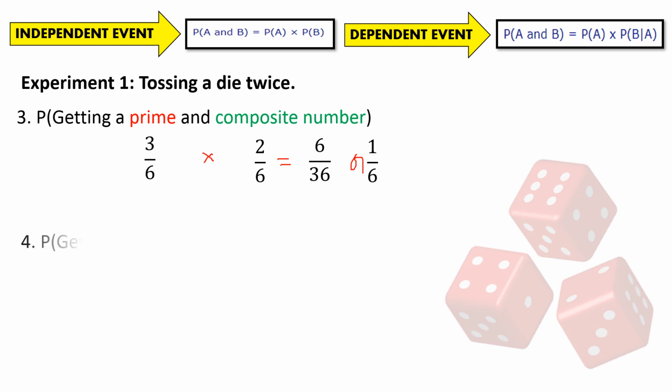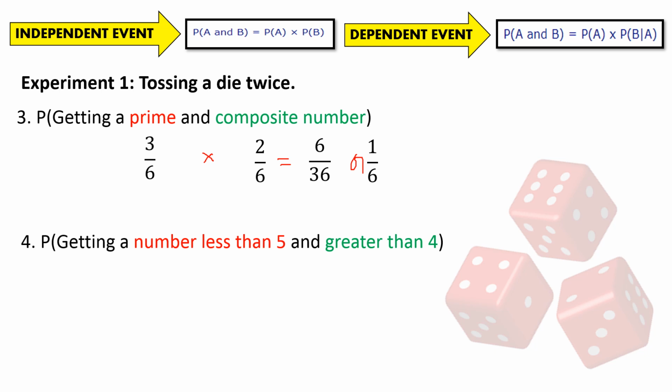Number 4: the probability of getting a number less than 5 and greater than 4. How many numbers are less than 5 on a die? Those are the numbers 1, 2, 3, and 4, so we have 4 pieces, or 4 over 6. For the second event, numbers greater than 4, these are just the numbers 5 and 6, so we have 2 over 6. Based on the formula, we multiply these two, and this gives us 8 over 36, which can be further simplified to 2 over 9.